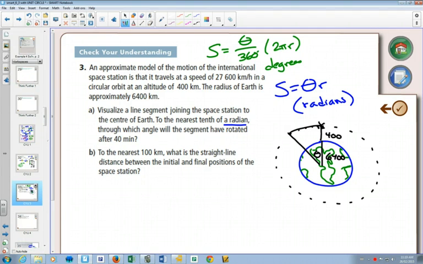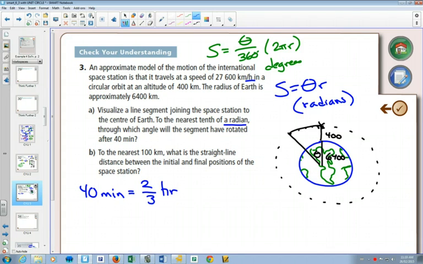First of all, would you agree that 40 minutes, everything else in here is in hours? How do I change 40 minutes to hours? Divide by 60. So if I divide it by 60, 40 divided by 60, you could write it like that. That reduces to 2/3 of an hour.